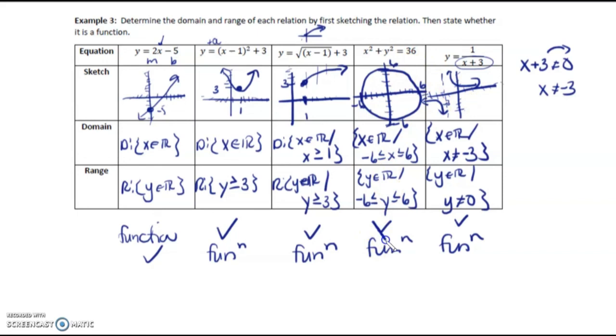Sorry, I'm going to take this back. This is not a function. When we do the vertical line test on a circle, it does not pass.